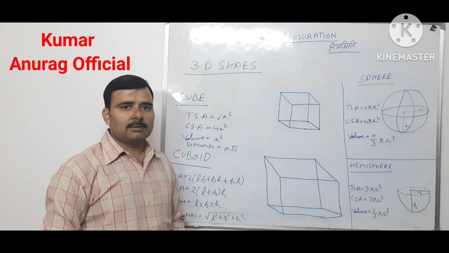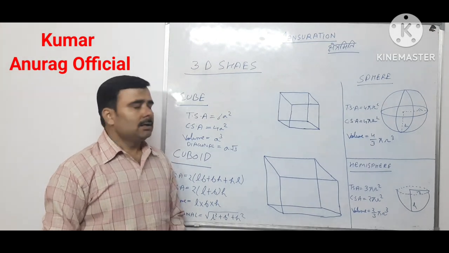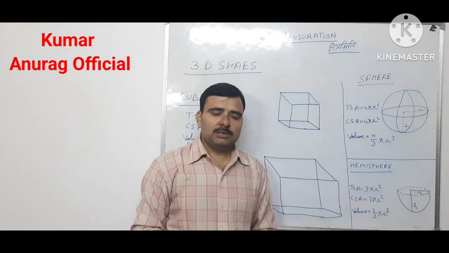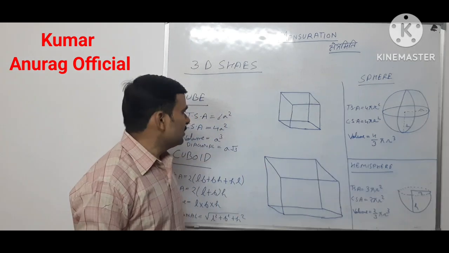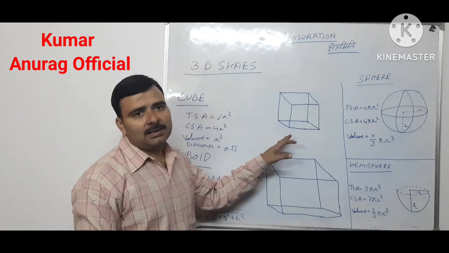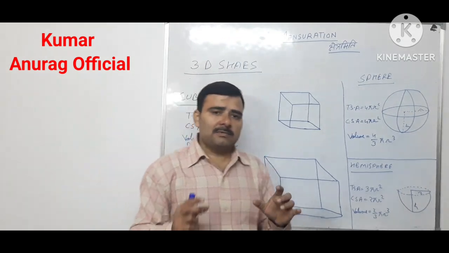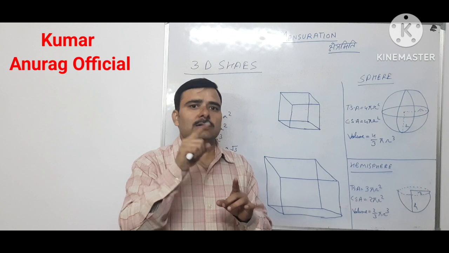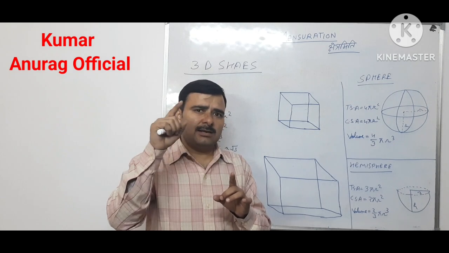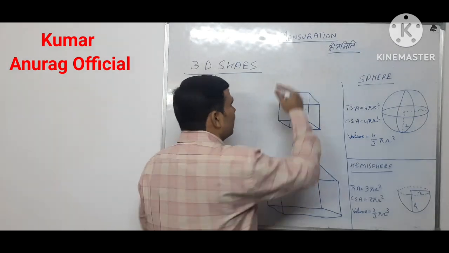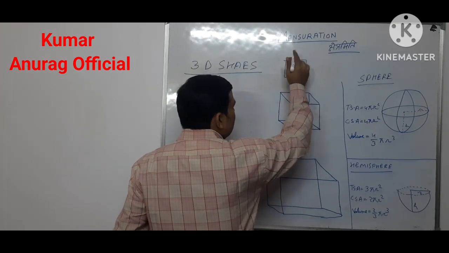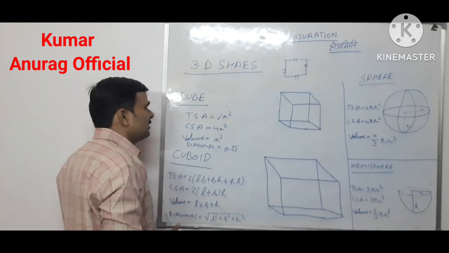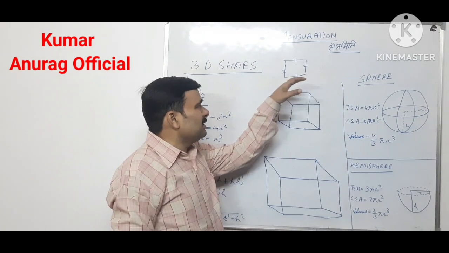Now we have some other 3D shapes. First we will discuss the cube. So what is a cube? A cube is a type of 3D shape which has length, breadth, and height. Whenever we discuss the concept of a square, we know that a square has all sides equal. Its length and breadth are equal, which means all sides of the square are equal. This side is equal to this side, and this side is equal to this side. So a cube is formed with the help of squares.